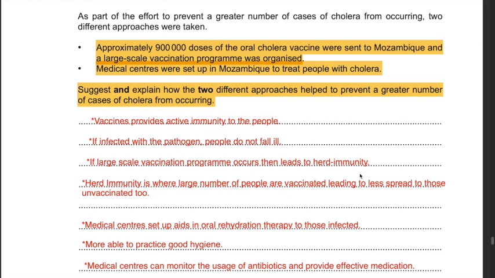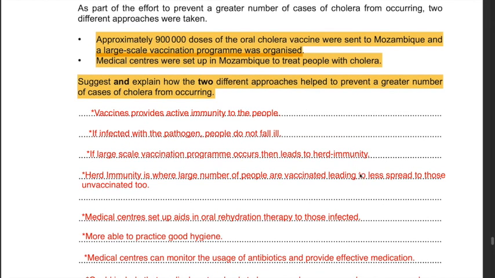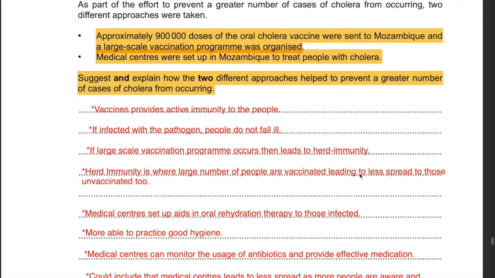This is another suggest and explain question, and it refers to the 2 different approaches used to prevent a greater number of cases occurring. Hence, possible suggestions and explanation would be: the vaccine provides active immunity to the people, and if the people are infected with the pathogen, people do not fall ill. If a large-scale vaccination program occurs, that is approach 1, it would lead to herd immunity. And what is herd immunity? Herd immunity is where a large number of people are vaccinated, leading to less spread among people, even to those unvaccinated too.